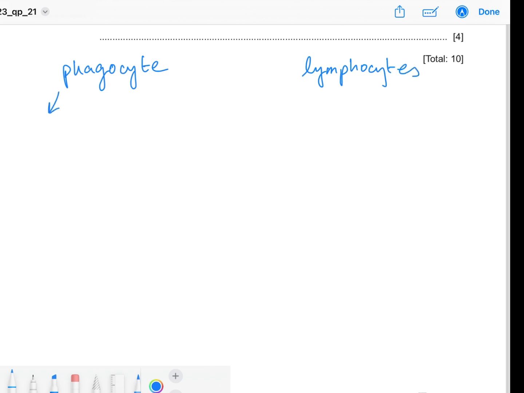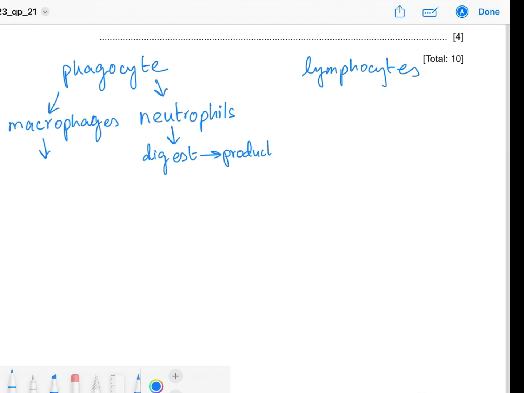Phagocytes are then divided into macrophages and neutrophils. You can differentiate between them by not only their function but also their appearance. For now, I'll just describe their functions. So, neutrophils will completely digest pathogens into harmless products, whereas macrophages will partially digest pathogens and display their antigens. They'll display their antigens on their own cell surface membrane to stimulate an immune response from lymphocytes.